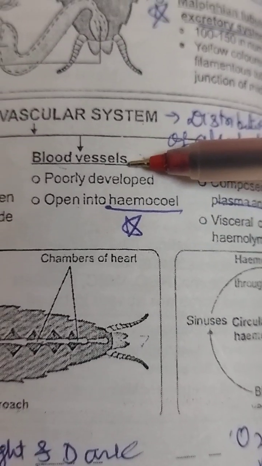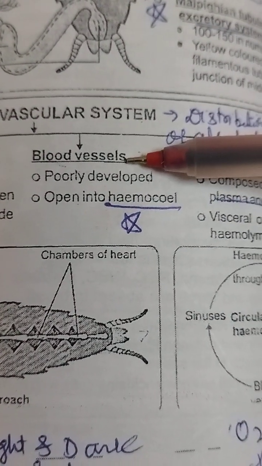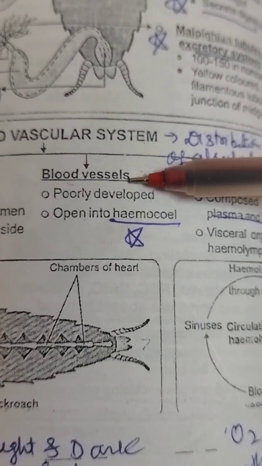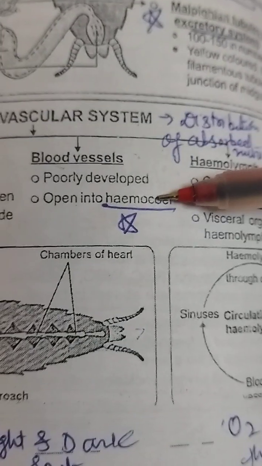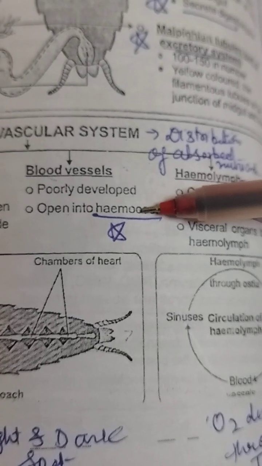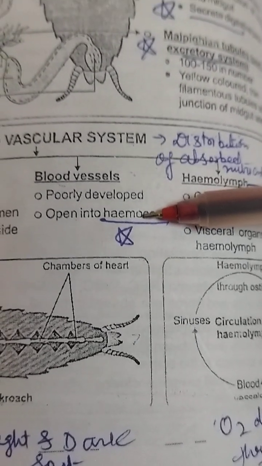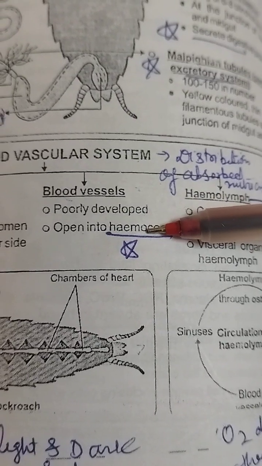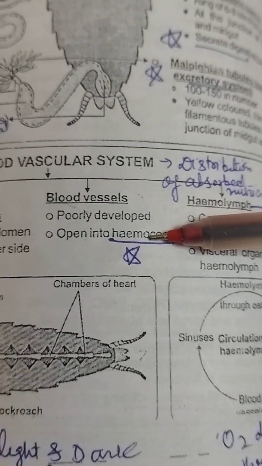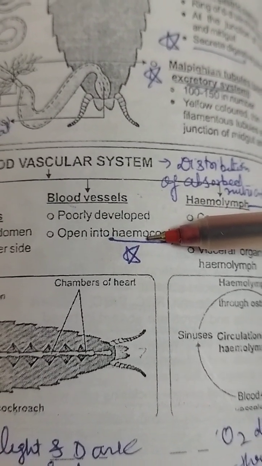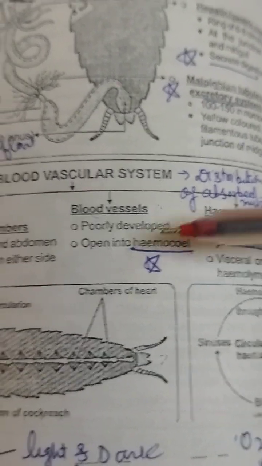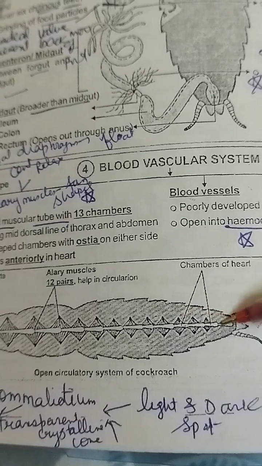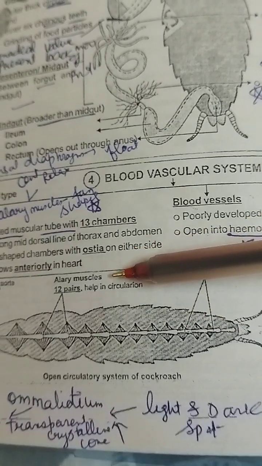As we have already discussed, the blood vessels in the cockroach are not well developed. That's why they have the open type of blood vascular system, and that is the hemocoel. Hemocoel is an open cavity-like structure. We know that in the cockroach there are no blood vessels, no arteries and veins, and blood directly flows into the open sinuses or spaces. Here you can see in the diagram some fan-like structures. What are these? These are known as the alary muscles.